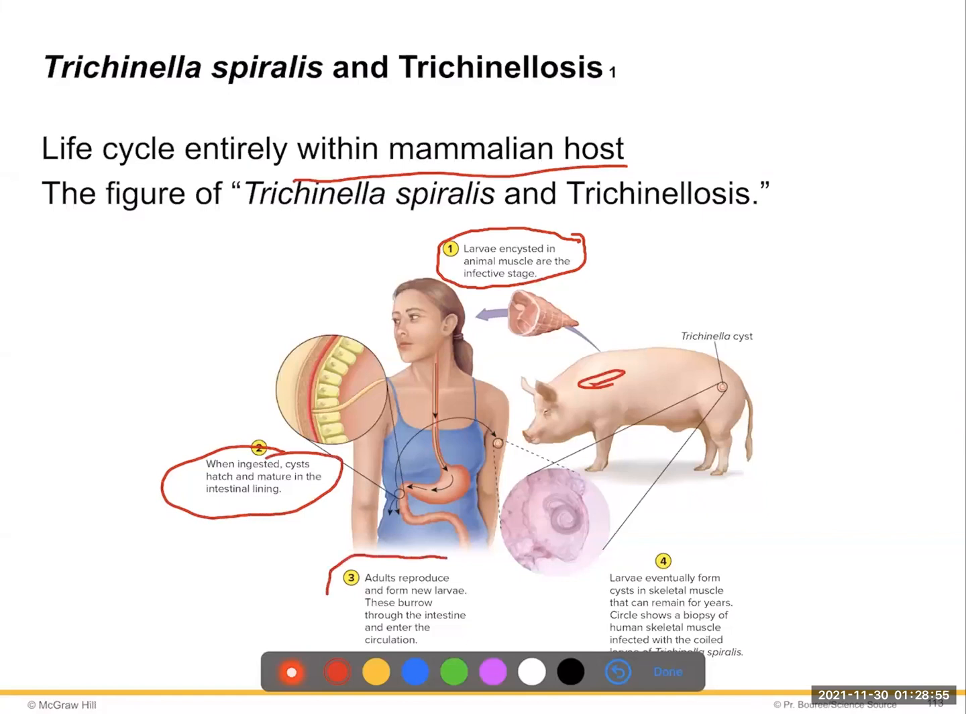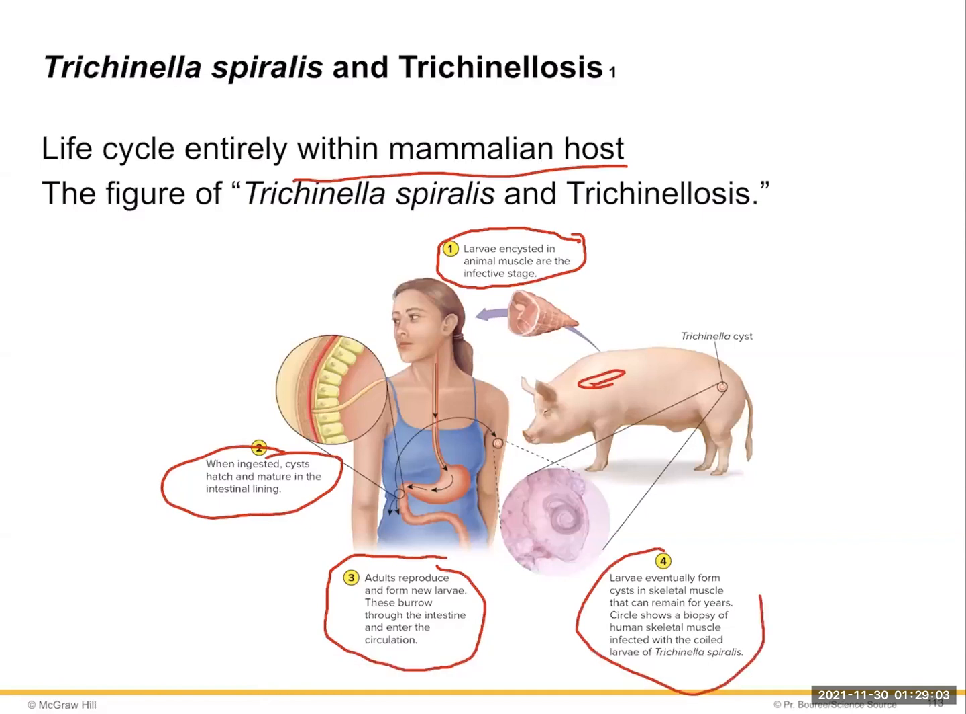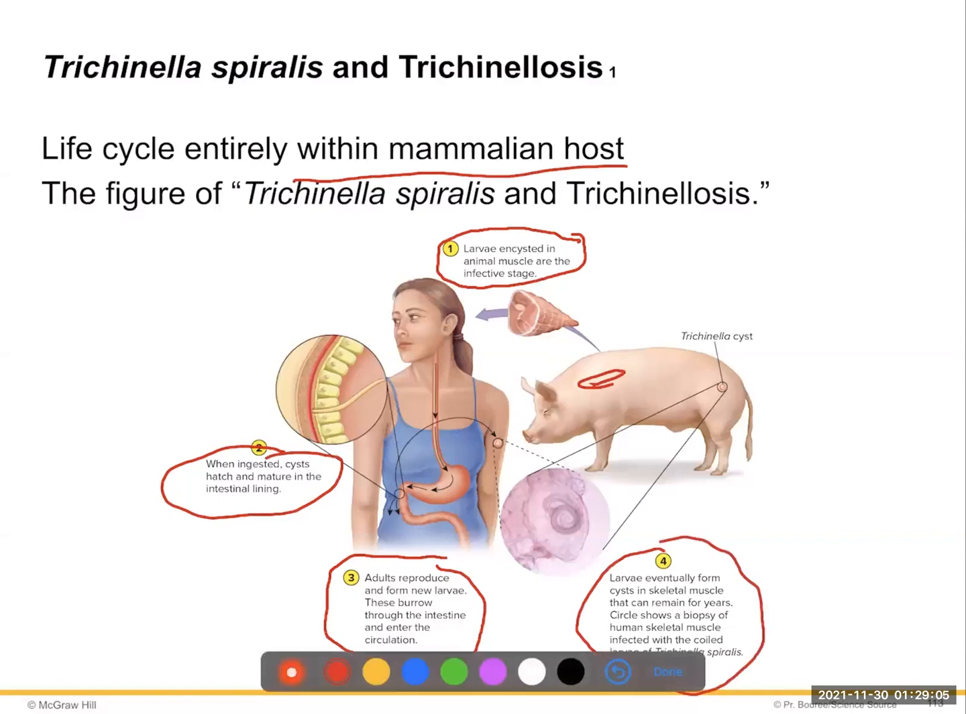The adults reproduce and form new larvae. These larvae then burrow through the intestine and into circulation. Larvae then form cysts in the skeletal muscles that can remain for years. The biopsy right here shows it invading into the intestinal tract.